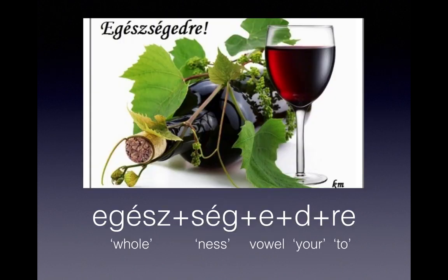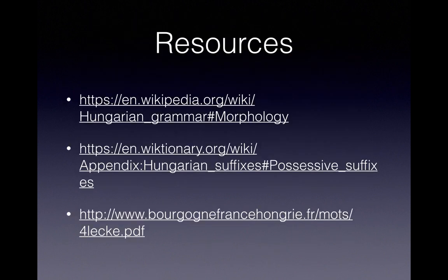So now we can break down the word egészségedre. Egész means whole. Ség is a suffix in order to make a word into a noun. So egészség literally means wholeness or health. You have the linking vowel of e, so you have egészséged, and we just learned about the d, which means your. So egészségedre means to your wholeness or to your health. Egészségetekre.